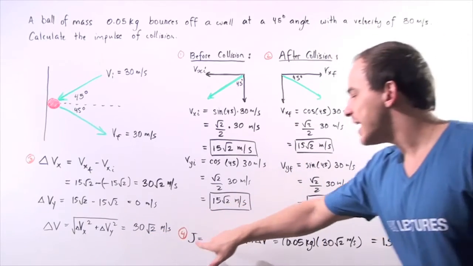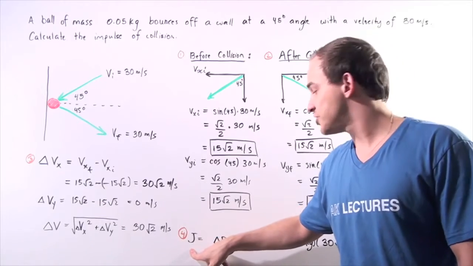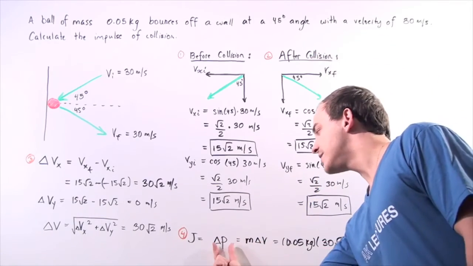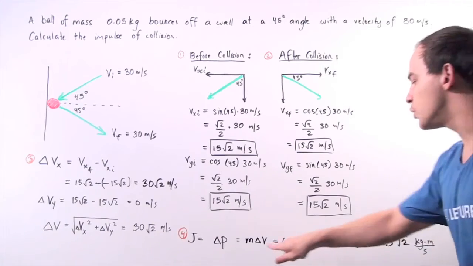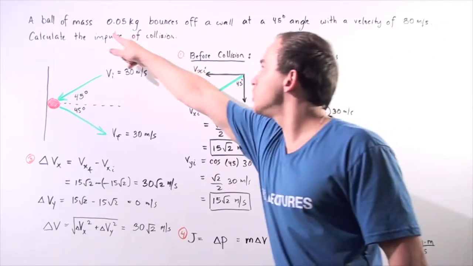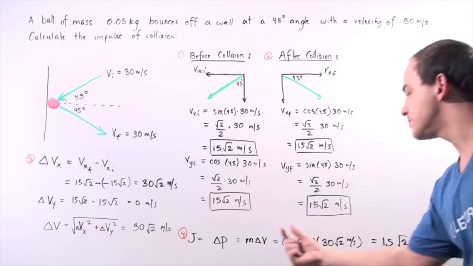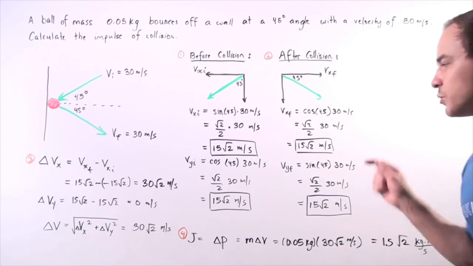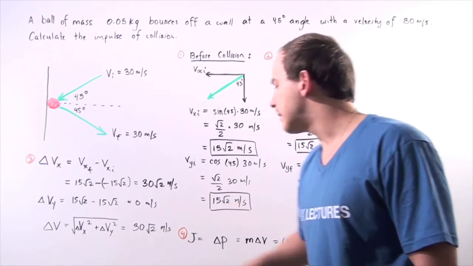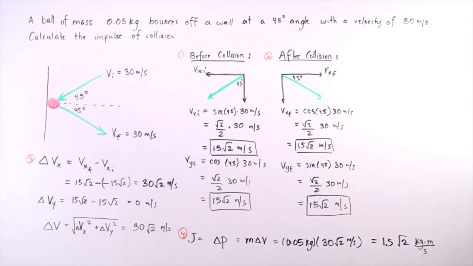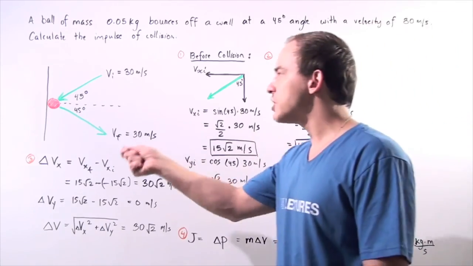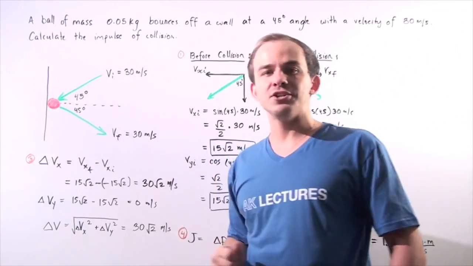And now to find the impulse, given by an uppercase J, that equals the change in momentum, which is equal to the mass of the object, 0.05 kilograms, times the change in velocity, which we just found to be 30 times radical 2 meters per second, and we get 1.5 times radical 2 kilogram meters per second. So this is our impulse or change in momentum of the object when it collides with the stationary wall.